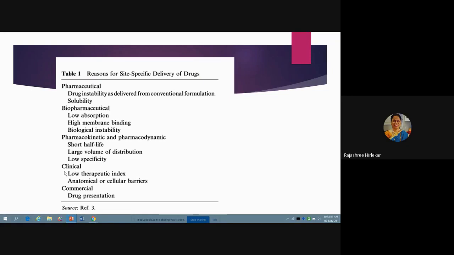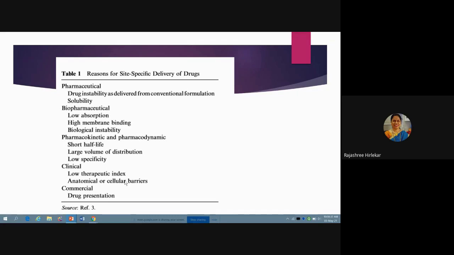The next factor is the clinical factor. That is, drugs which have a low therapeutic index. What do you mean by therapeutic index? It is the ratio of the concentration which is toxic to the concentration which is effective, that is, the effective dose. So if the toxic concentration and the effective concentration are the same, then your therapeutic index is 1, right? You want a therapeutic index which is larger, because if the therapeutic index is 1 or small, the difference between the toxic concentration and the safe concentration is very small.